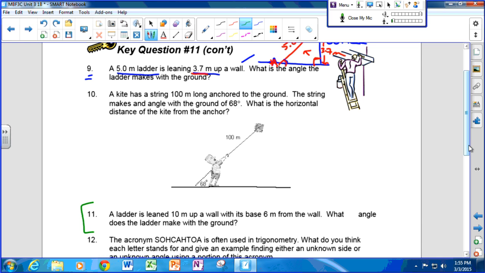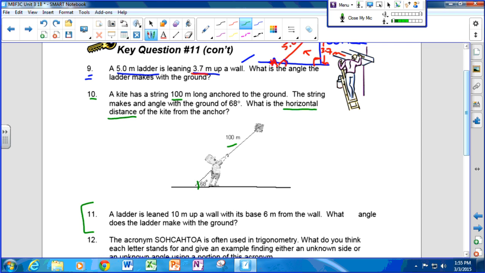Now, one last little thing before we get done today is question 10. A kite has a string 100 meters long, so there's your string, okay? And it's anchored to the ground. Of course, they're always anchored to the ground, right? So the kid doesn't go flying off there. And it makes an angle with the ground of 68 degrees. What is the horizontal distance of the kite from the anchor?